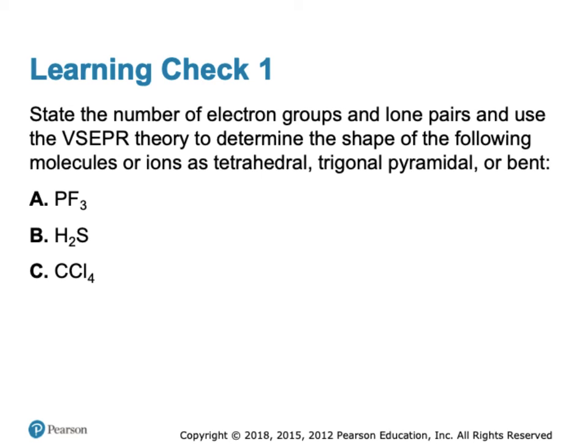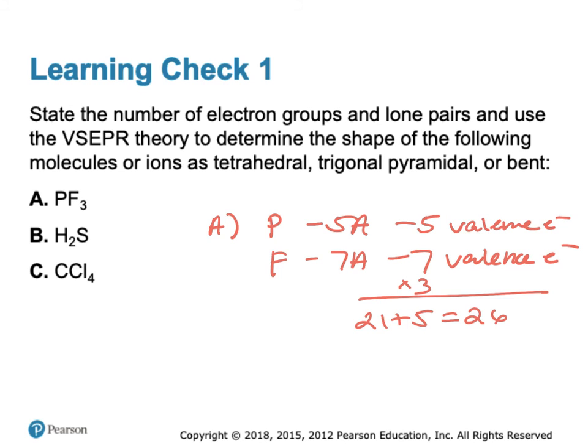All right, let's do a learning check. State the number of electron groups and lone pairs and use the VSEPR theory to determine the shape of the following molecules or ions as tetrahedral, trigonal pyramidal, or bent. Pause your video and determine this. All right, so for the first one, for A, we have PF3.